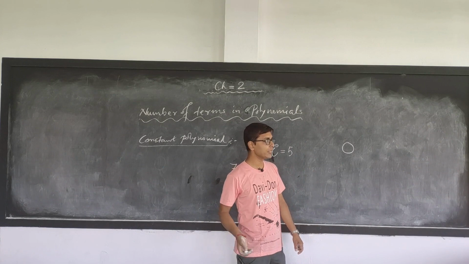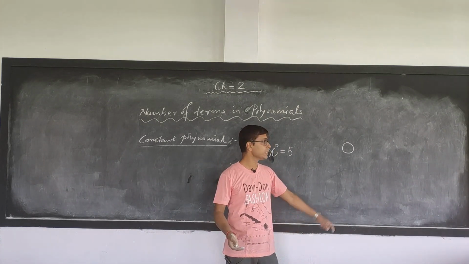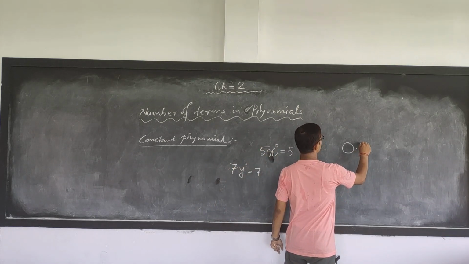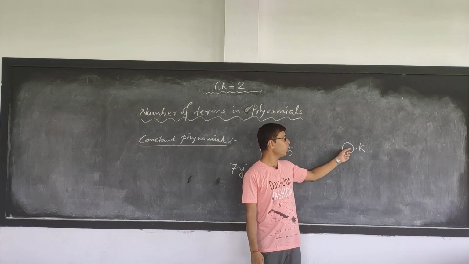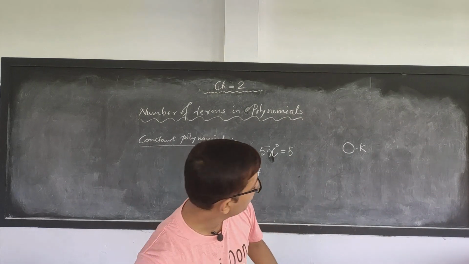Why it is not defined? See, degree is always observed on the variable. Since there is no variable, we can imagine one variable. Suppose what we are going to imagine, suppose k. We are imagining k. This is 0, and our 0 is not looking like 0, right? It looks like O.